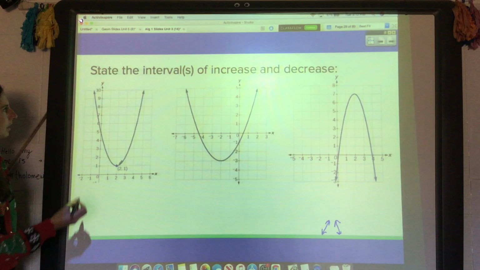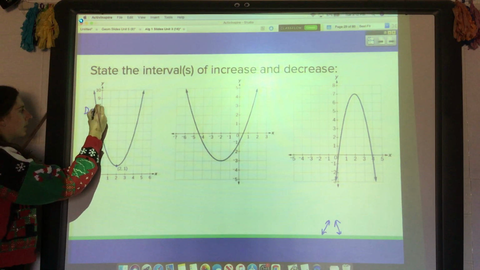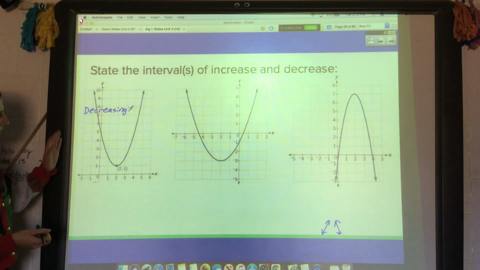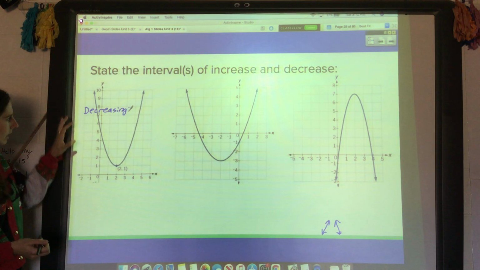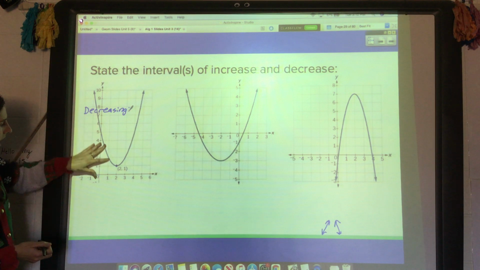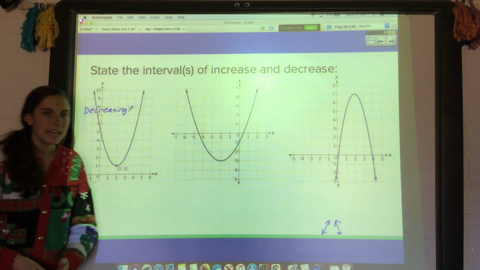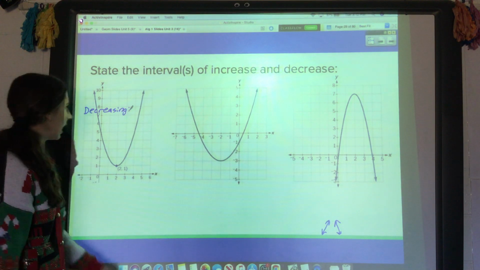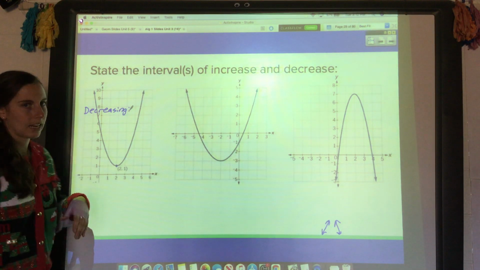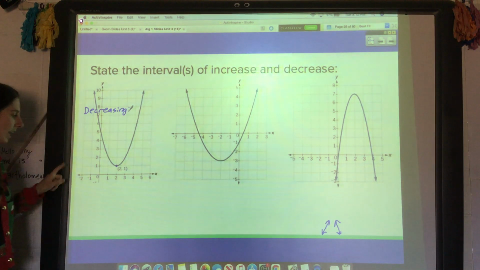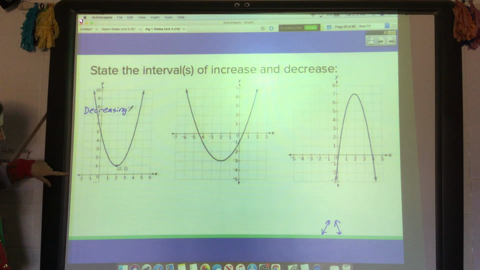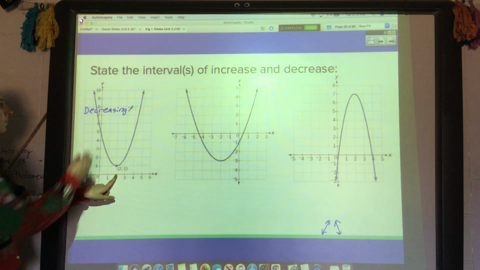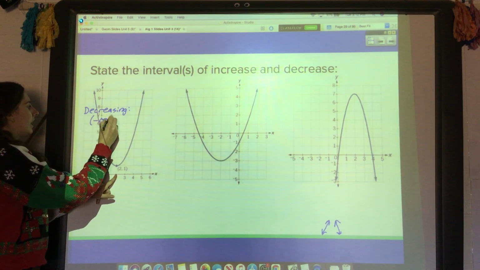So the way we say these intervals is, it starts off by decreasing, and that interval is this entire thing up until the vertex. We write intervals using x values so that I don't have to use a ton of words and say from the left to the vertex. So we write it with the x values. It's from negative infinity up until the x value of 2. So from negative infinity to 2.